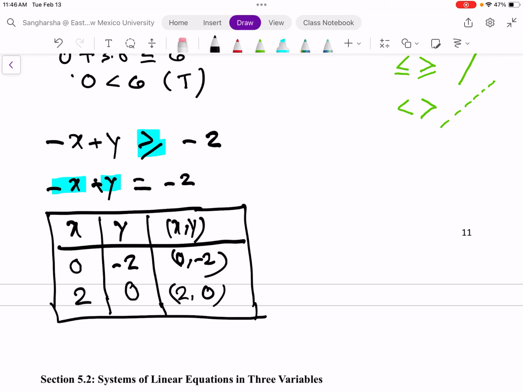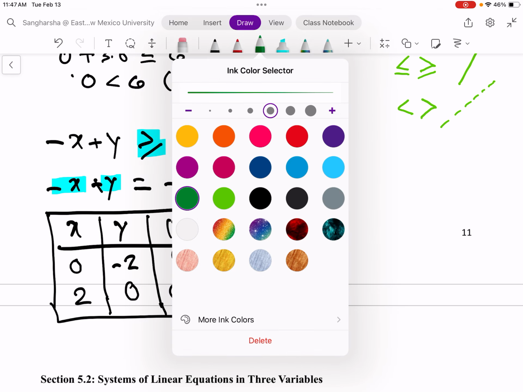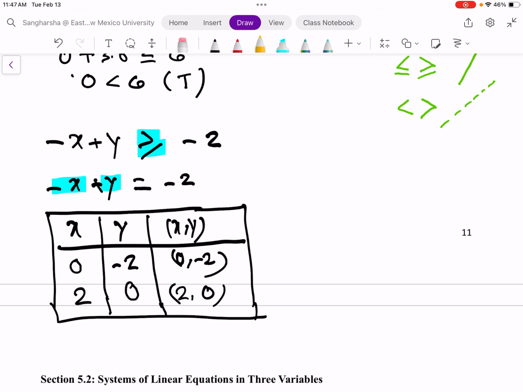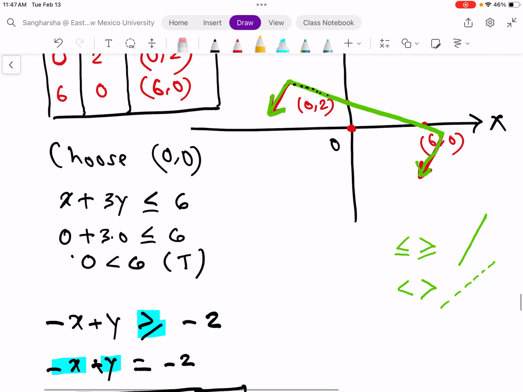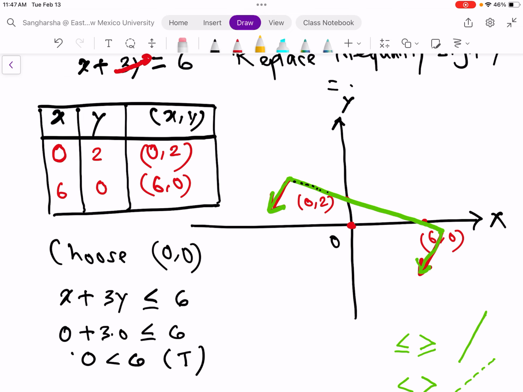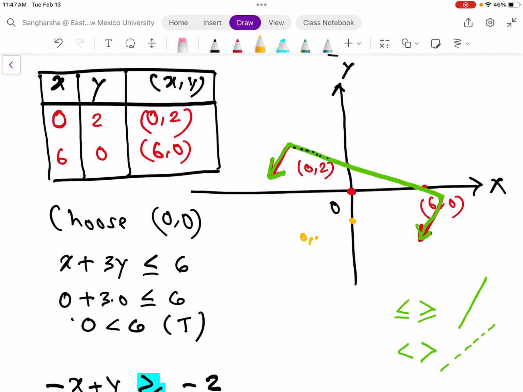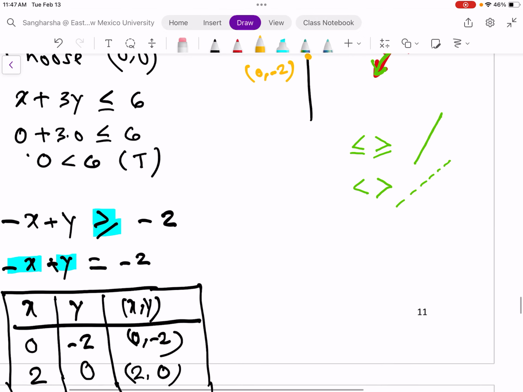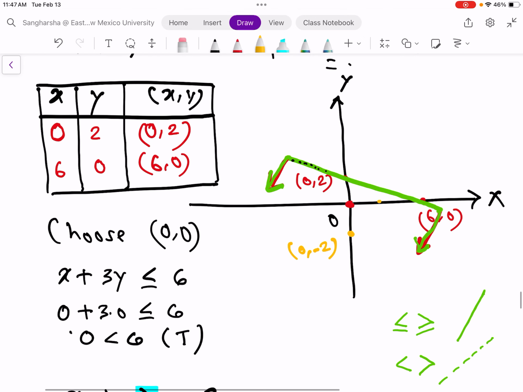Now we plot a graph for this line. We have 0, negative 2, which is here. And the next point is 2, 0. So we have 2, 0 here. Now, before connecting these 2 points, we have to check what inequality we have.